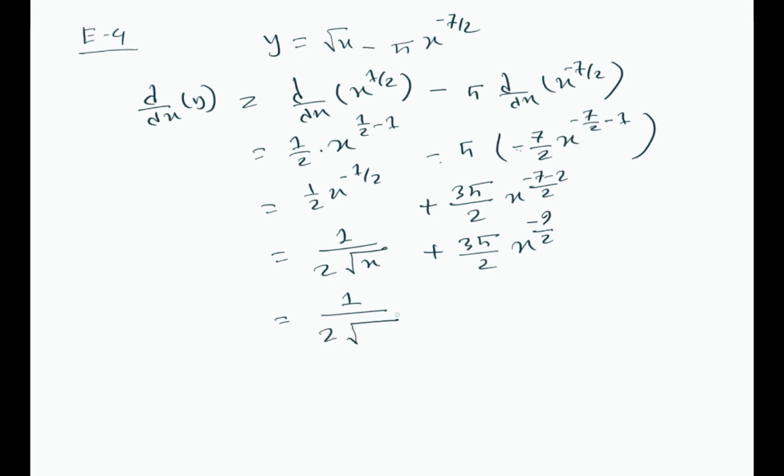Finally, 1 over 2 times the square root of x, then plus 35 over 2, then we have the square root of x to the 9, right? So this is the final answer for this question.